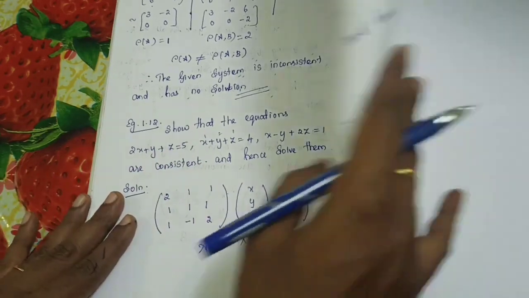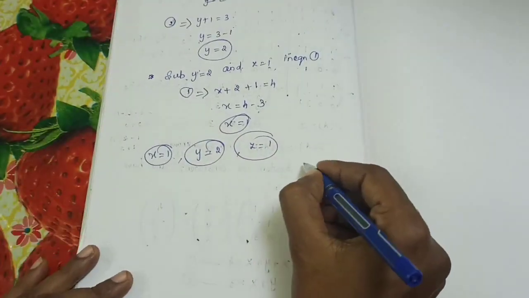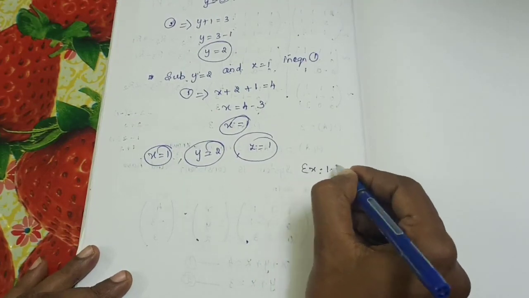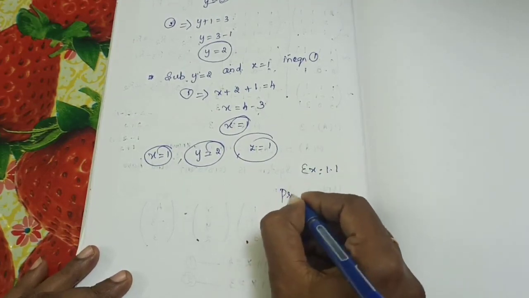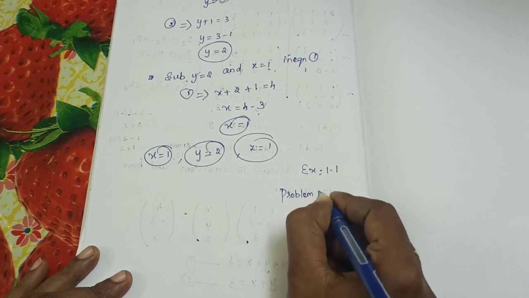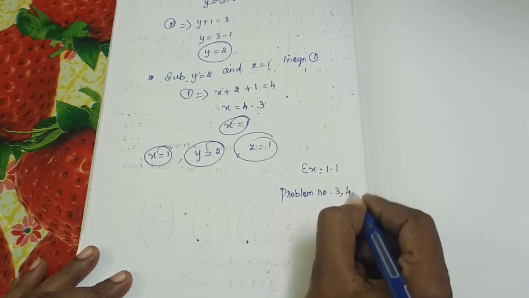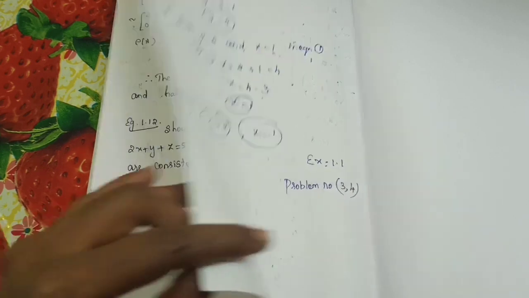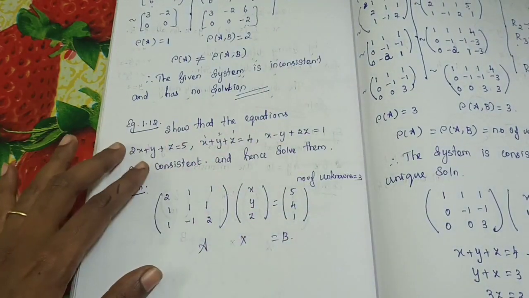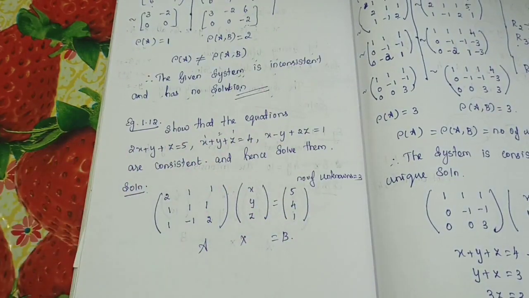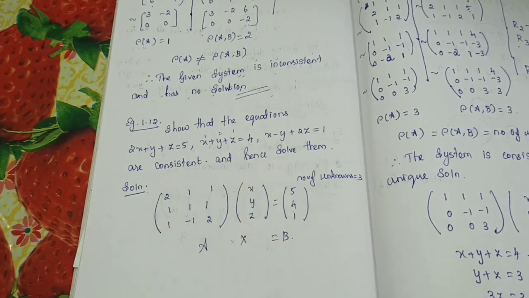Understand? Now I am going to give homework for you. That is exercise 1.1, problem numbers 3 and 4. Problems 3 and 4 are the same as this example 1.12. Understand? Example 1.12. Now go through this example yourself and try to solve that. Okay? Exercise 1.1, 3 and 4.